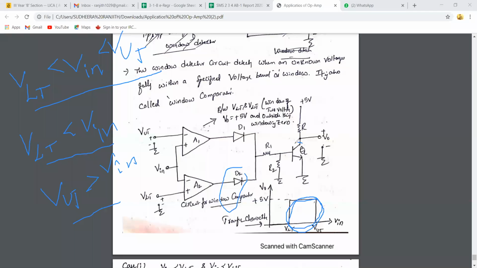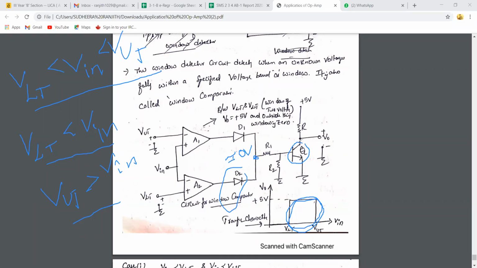Then what about the state of transistor? Here, what is the voltage? Both are reverse bias means here, what is the voltage? 0. Right, approximately 0. Then what about the status of transistor? On or off? Off, sir. Right, off state.